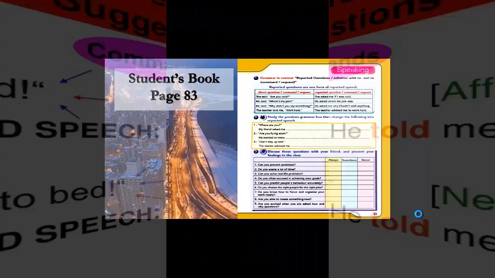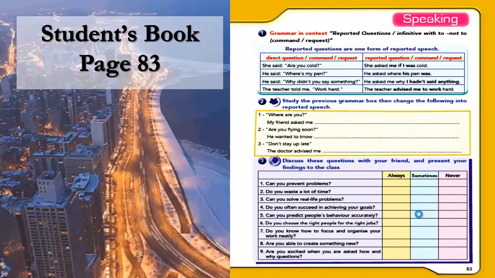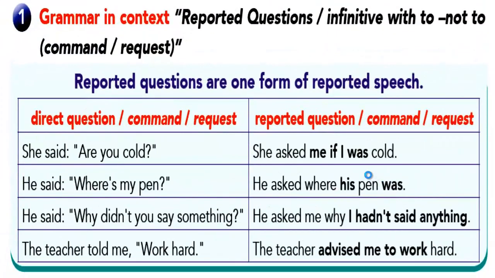Very good. Now, my dear students, let's check our understanding. Please open your student book page 83. As you see here, we have 3 exercises. The first one is grammar, the second one grammar, and the third one a speaking exercise. Look at the rule here in our book. As you see, reported questions, infinitive with to, not to, or command, request. Reported questions are one form of reported speech.